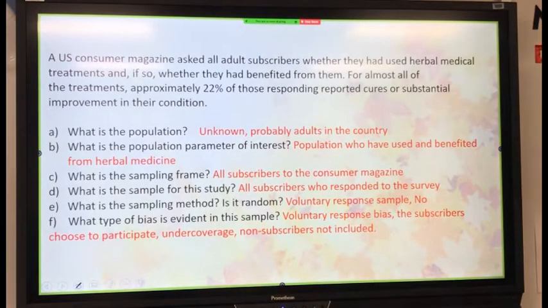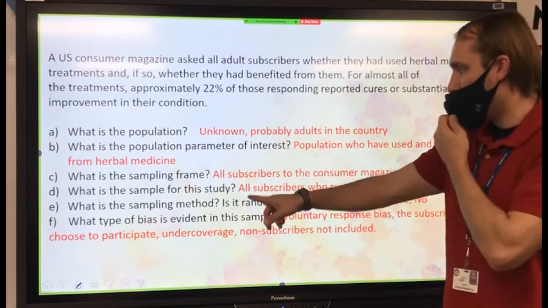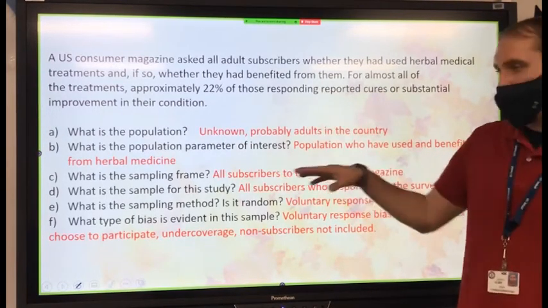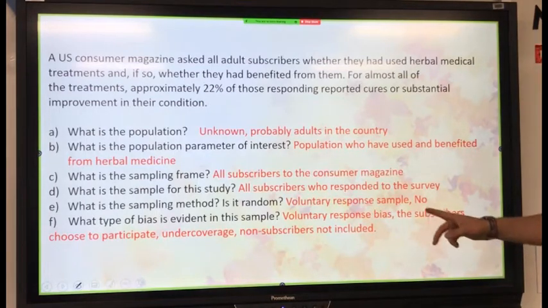So population unknown, probably adults in the country. Population parameter of interest, what are we interested in knowing? The population who have used and benefit from herbal medication. What is the sample frame? It's all subscribers from the consumer magazine. What is the sample of the study? That's people who responded. What is the sampling method? It's a voluntary response sample.